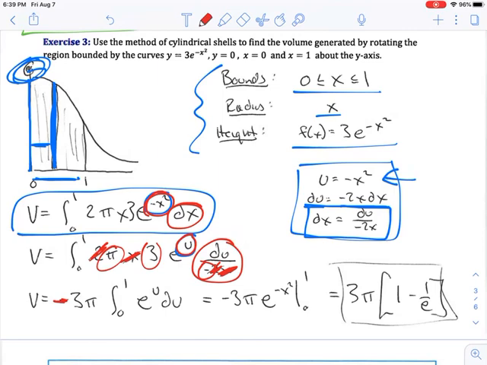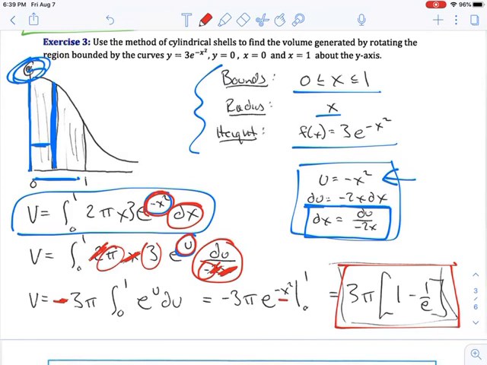And the antiderivative of an exponential is the exponential. So the derivative of e to the u is e to the u. Substituting back in the x's, we end up with negative 3 pi e to the negative x squared, evaluated from 1 to 0. And you get, this is about as simplified as I could get it. And I think that's pretty much what WebAssign is going to want you to have. 3 pi times the quantity 1 minus 1 over e.